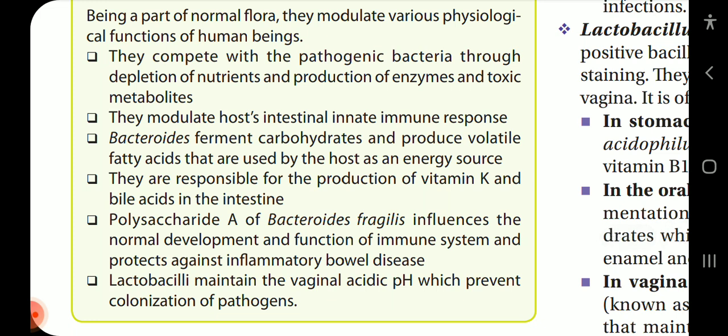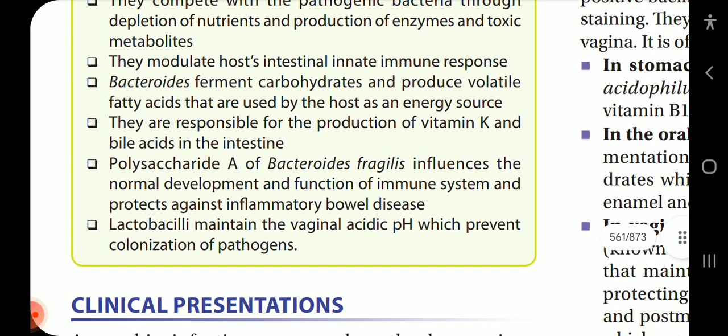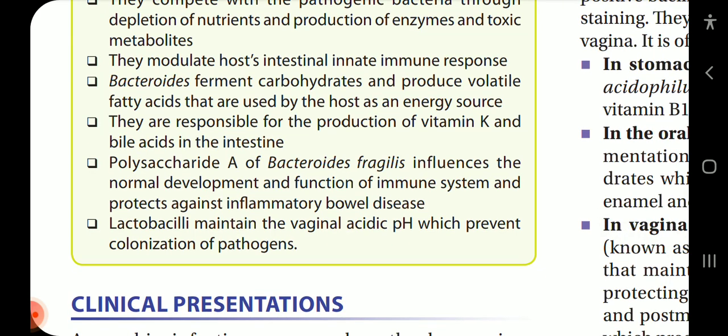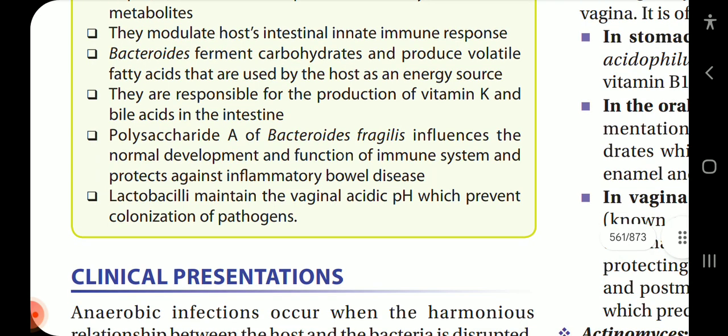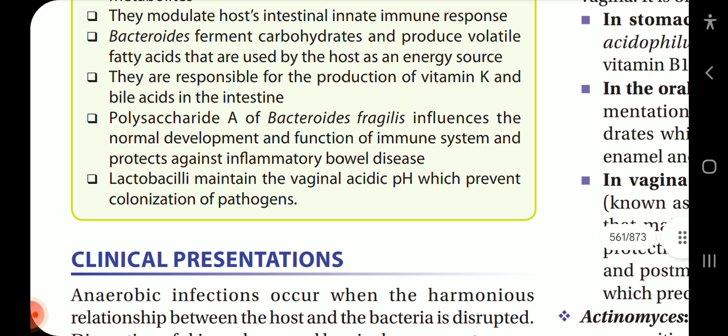They compete with pathogenic bacteria through the depletion of nutrients and production of enzymes and toxic metabolites. They modulate the host intestinal innate immune response. Bacteroides ferment carbohydrates and produce volatile fatty acids that are used by the host as an energy source. They are responsible for the production of vitamin K and bile acids in the intestine.